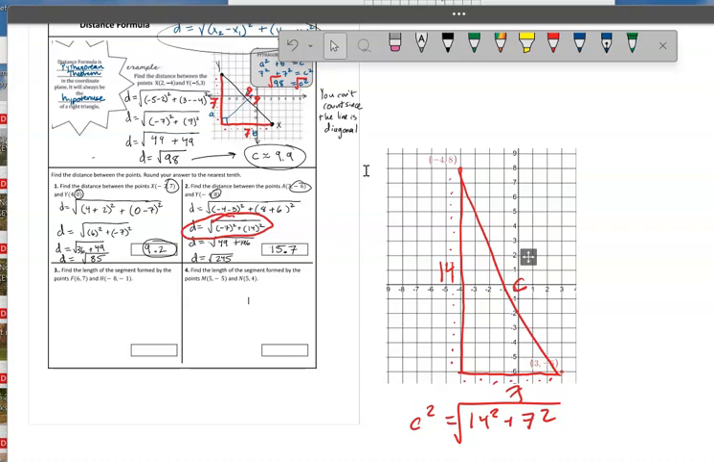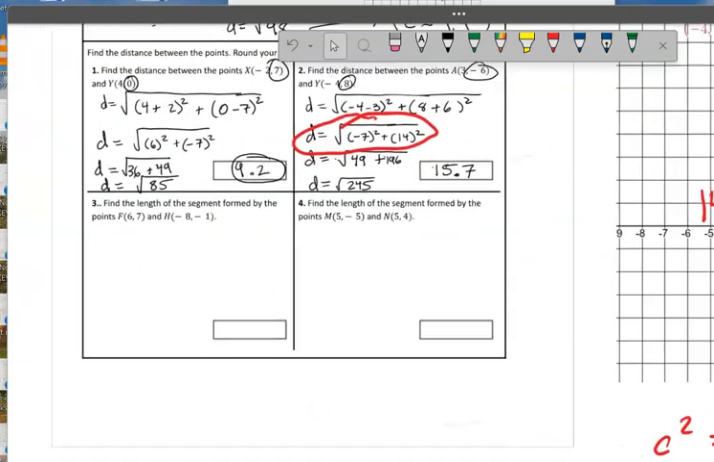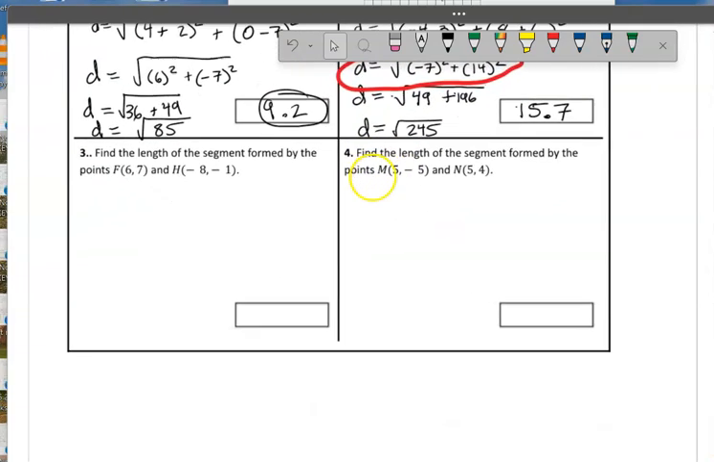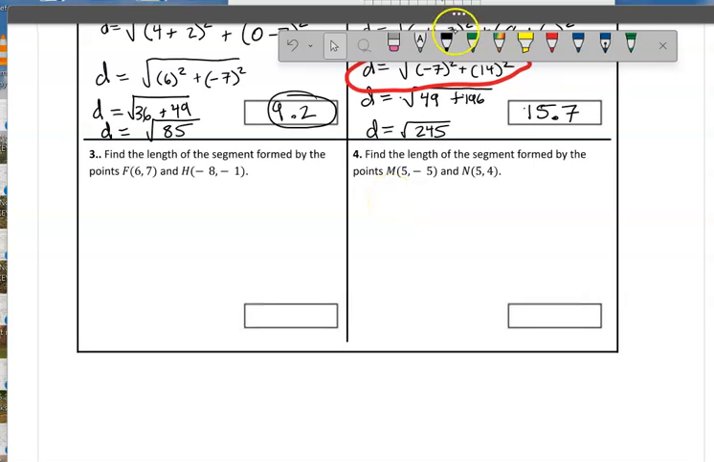At this point, class, I encourage you to pause the video and try the next two on your own. Press play when you're ready to see the answers. Remember that in order to learn math, you must do math.